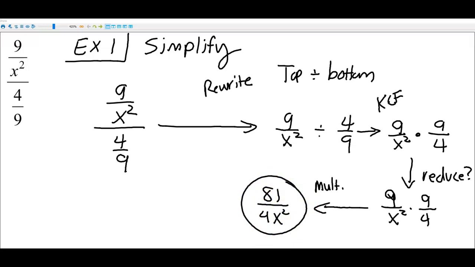So change it to a division problem, same change, flip, reduce if possible, multiply what's left together. All right.